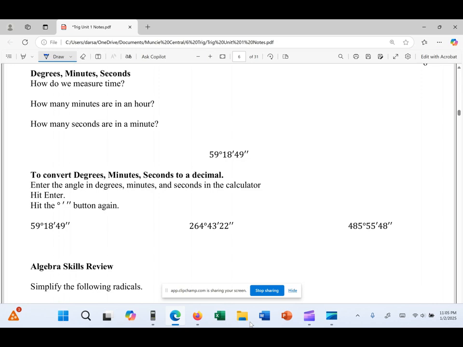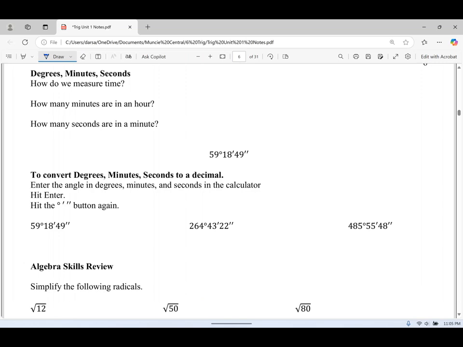There are some things that we do in math that are throwbacks to how we used to do it. And this is definitely one of those things. So let's think about time for a minute. How do we measure time? We measure time in hours, minutes, and seconds, correct?